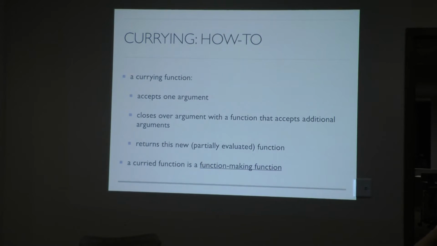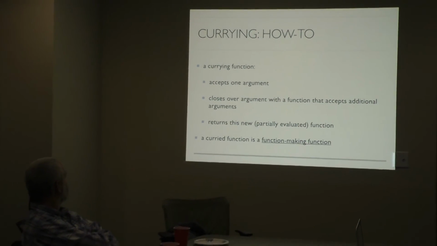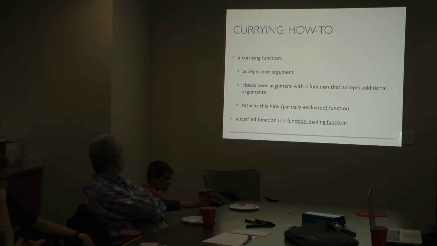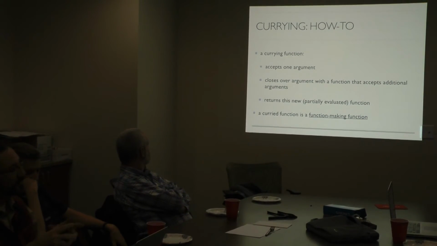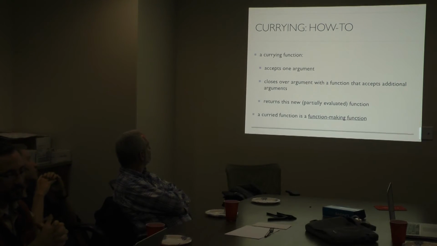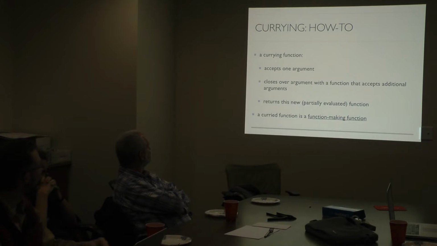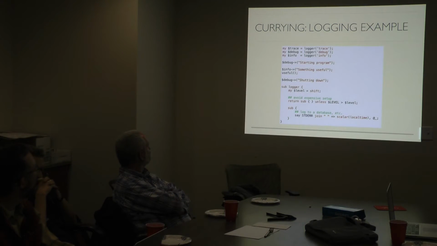A currying function accepts one argument, and then it closes over that argument with a function that accepts additional arguments. It's called a closure. It's not that scary. We'll look at it in detail here. And this is also called partial evaluation. You take a single argument, close over it. That's the one that got evaluated. The rest of the arguments have not been evaluated yet until the subroutine fires off. So curried functions are function-making functions. So let's look at this one more time.